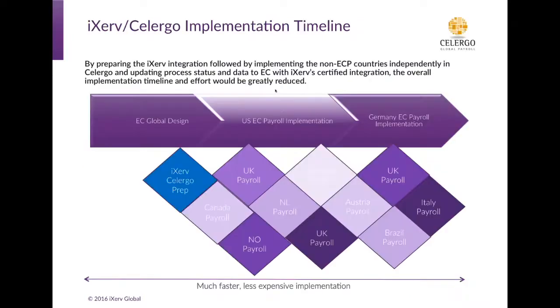Now, if you go to the next timeline, that's where more we do with a Celergo implementation. So we really start with an EC Global Design. As part of that EC Global Design, we right away start thinking about also our global payroll interface, the iXerv Celergo connector, and we do a little bit of prep work there as part of the EC Global Design, the first 3 months. And after that's done, we can basically freely, based upon these dependencies that we talked about earlier, roll out whatever country we want.